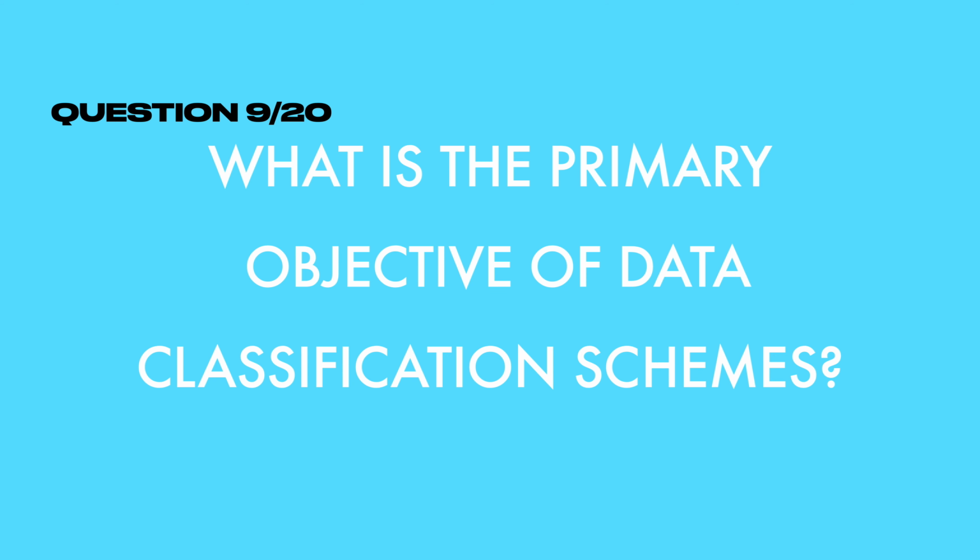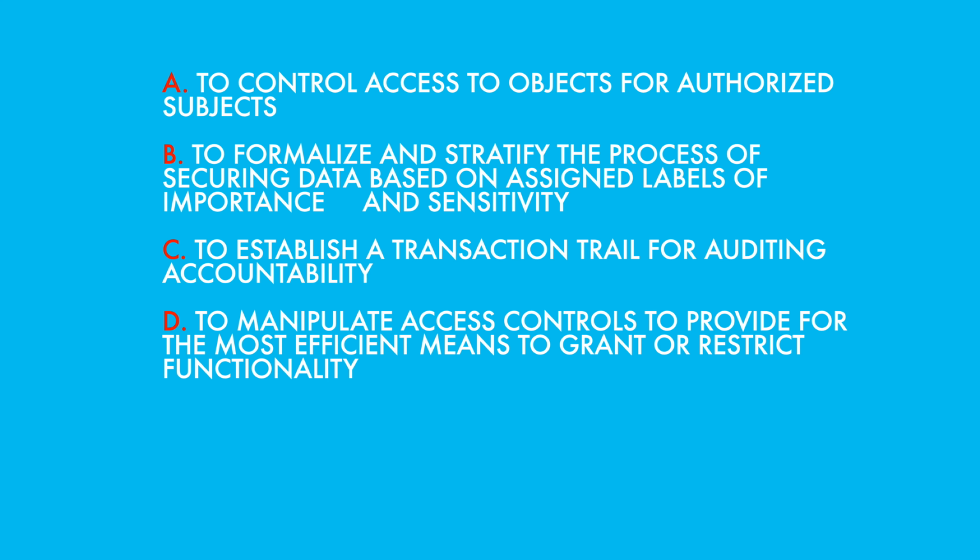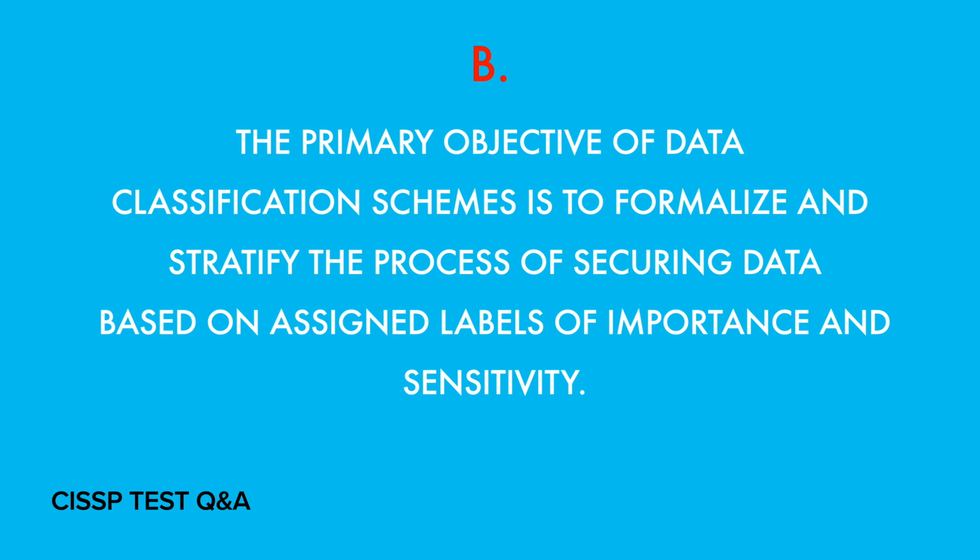Question 9 of 20. What is the primary objective of data classification schemes? A. To control access to objects for authorized subjects. B. Formalize and stratify the process of securing data based on assigned labels of importance and sensitivity. C. To establish a transaction trail for auditing accountability. D. To manipulate access controls to provide for the most efficient means to grant or restrict functionality. The correct answer is B. The primary objective of data classification schemes is to formalize and stratify the process of securing data based on assigned labels of importance and sensitivity.